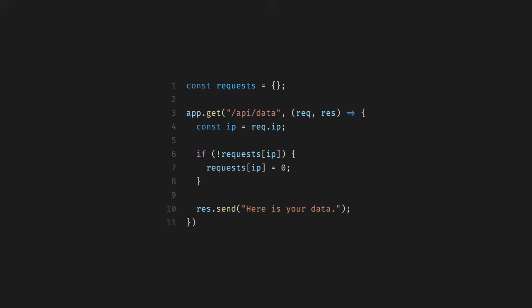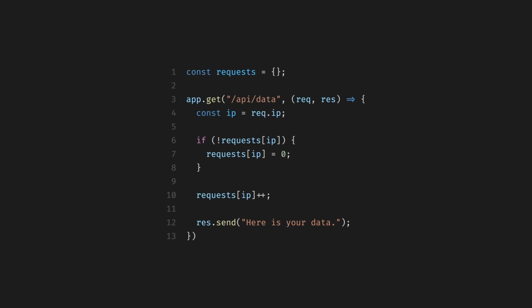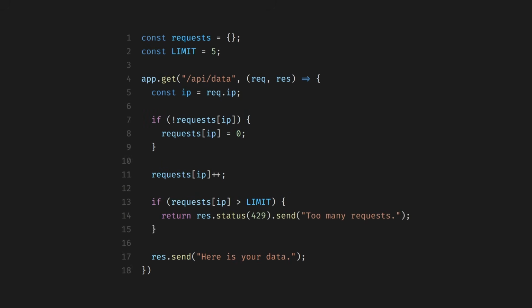Next, let's start counting. Every time that IP makes a request, we increase its counter. If it's the first time we've seen that IP, we initialize the count first. We're still not blocking anything yet. We're just keeping track of the traffic. Now, let's add a limit. Say we allow 5 requests per IP. Once the count goes over 5, we return a 429. That return is important. Without it, Express will keep running the rest of the route and try to send another response, which throws an error.